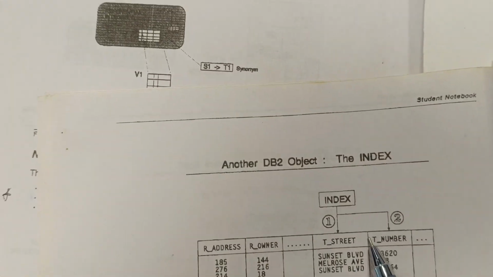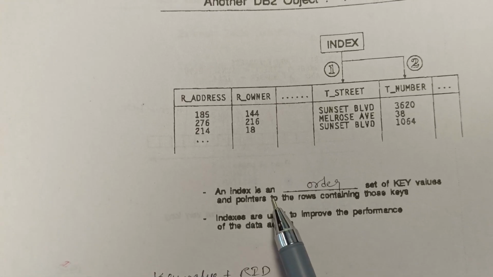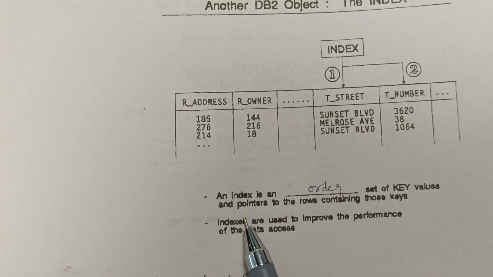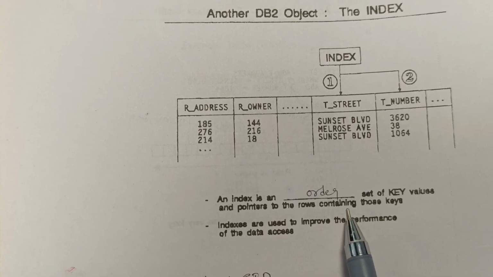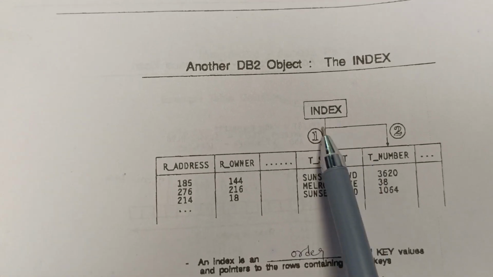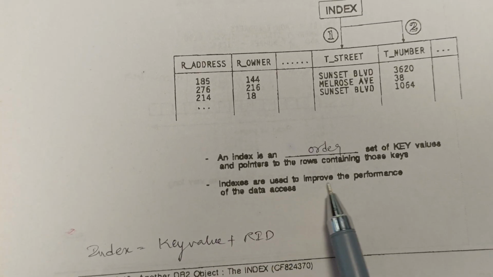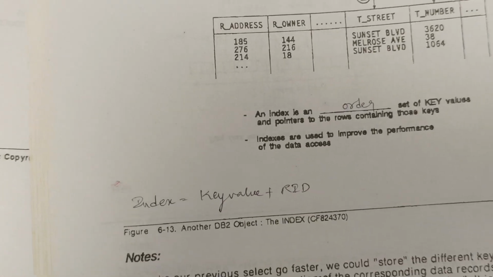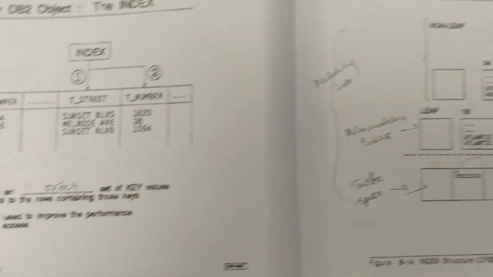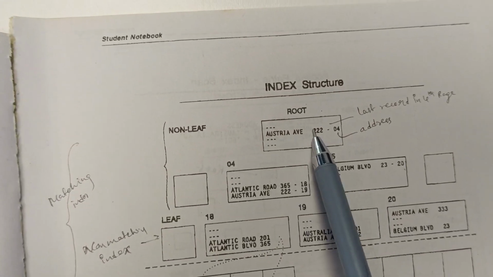But what is an index? This is the definition: an index is an ordered set of key values and pointers to the rows containing those keys. Whenever an index is created, it will point directly to the corresponding column names here. And an index is used to improve the performance of table access. This is one of the advantages of the index here. And this is how the index structure is defined.